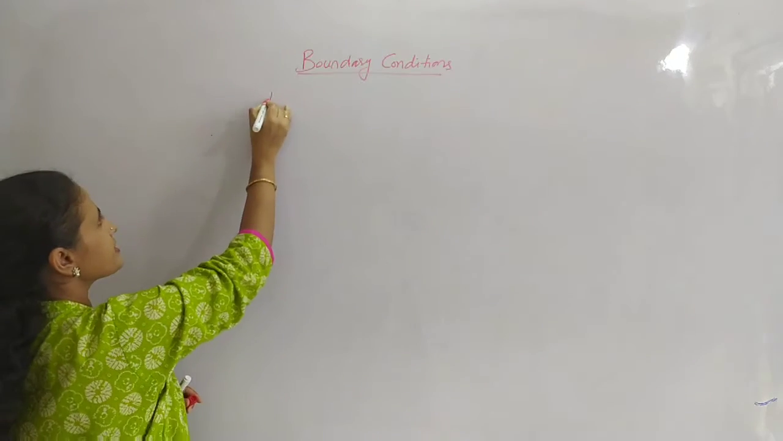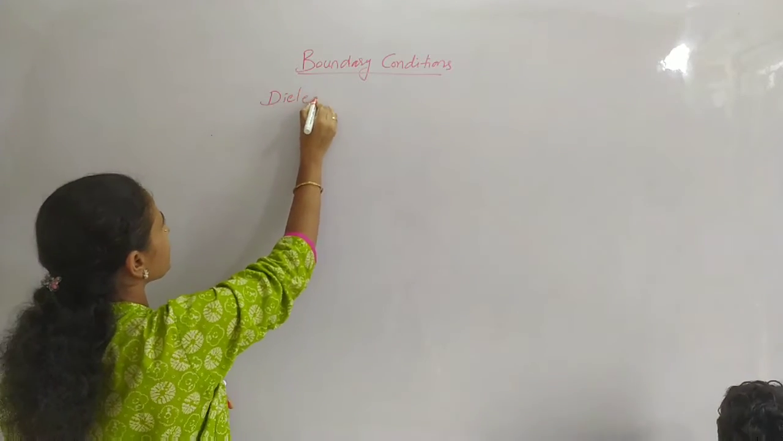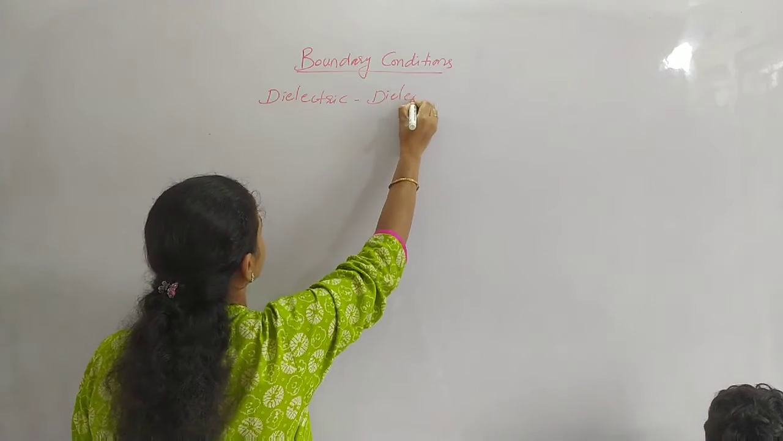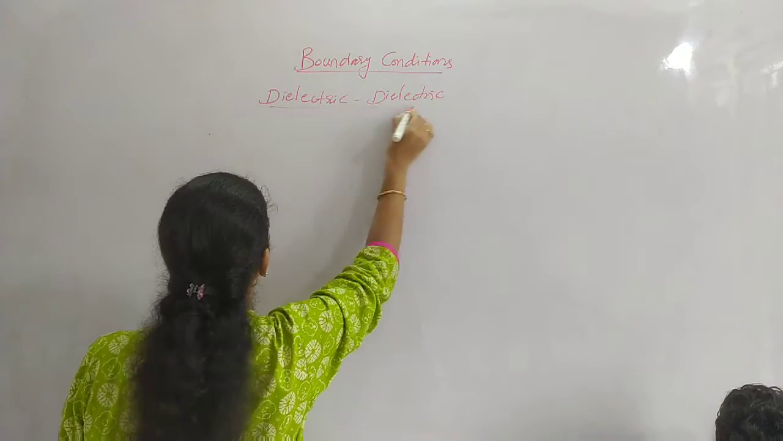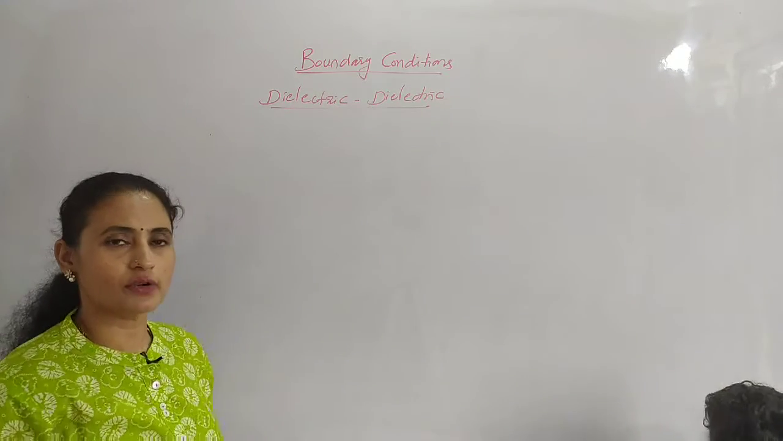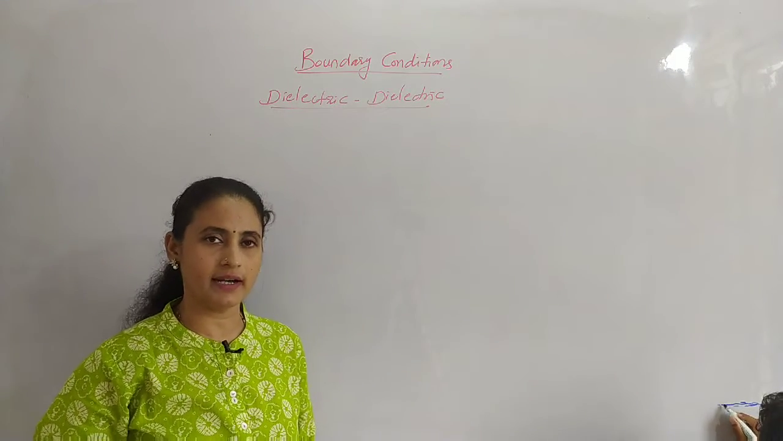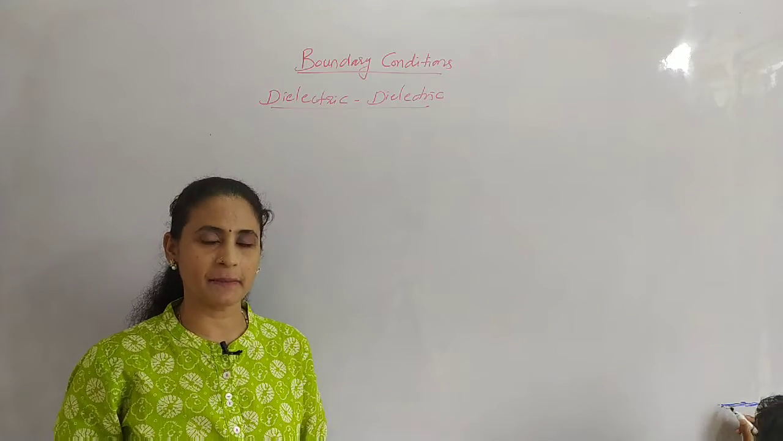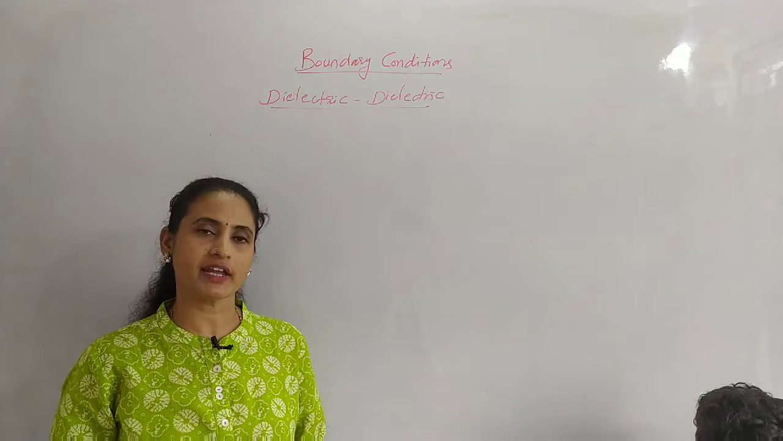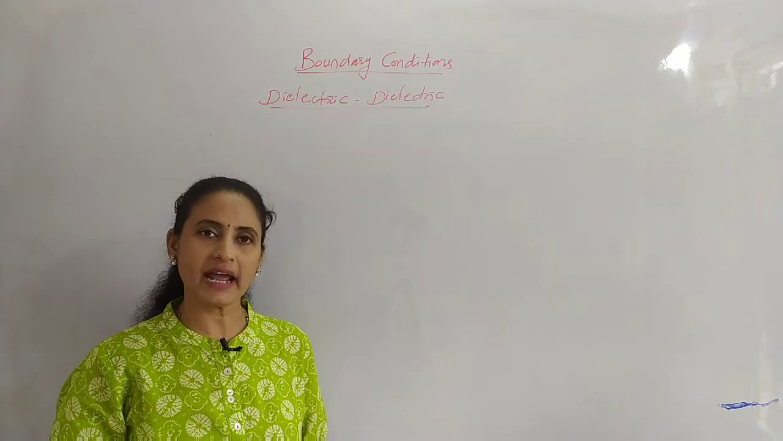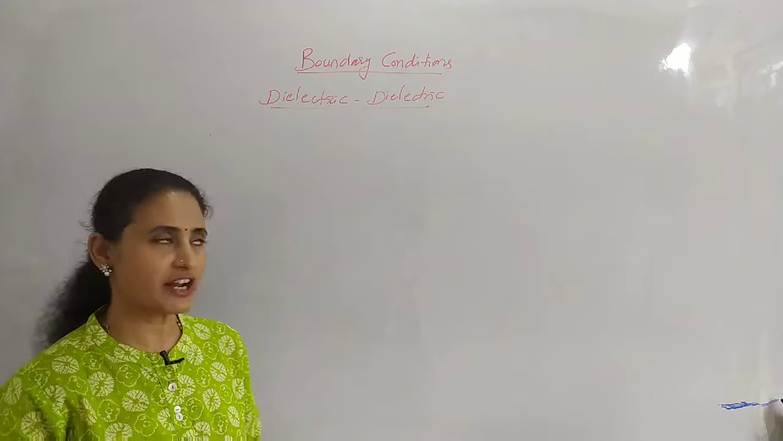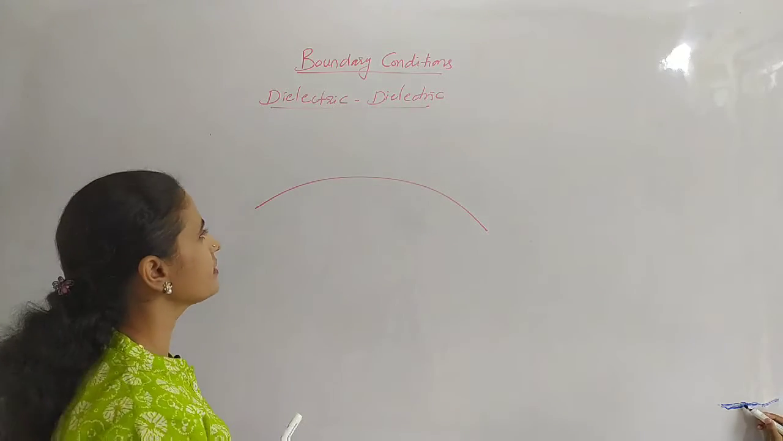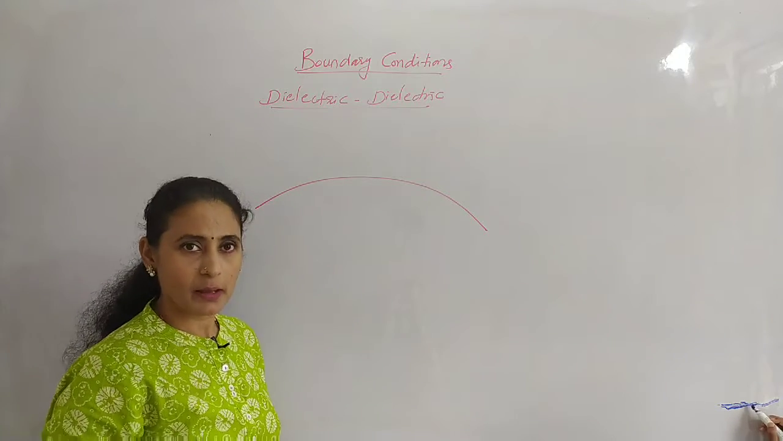Boundary conditions between one dielectric medium and the other dielectric medium. The boundary conditions are not only useful to find the electric field from one medium to the other medium. By using the boundary conditions, we can also obtain the refraction at the boundary. Because both the medium properties are different, there will be a refraction at the boundary.